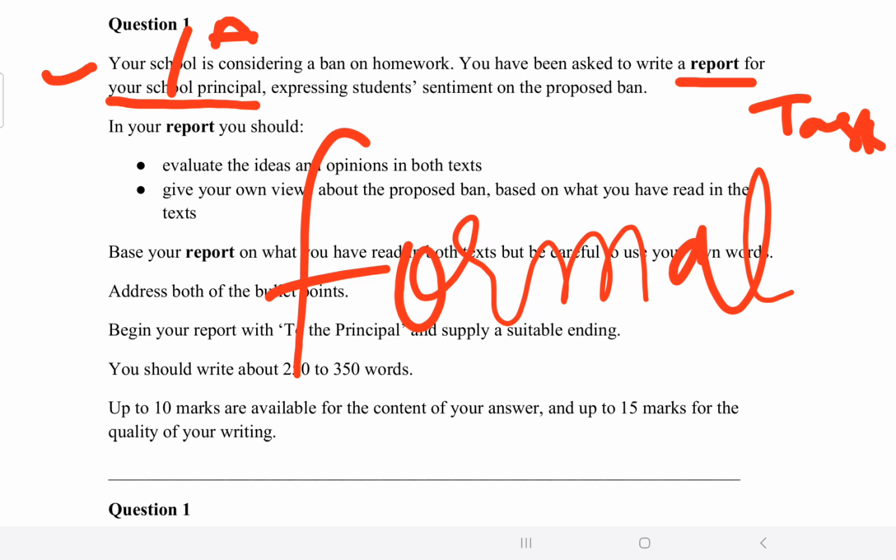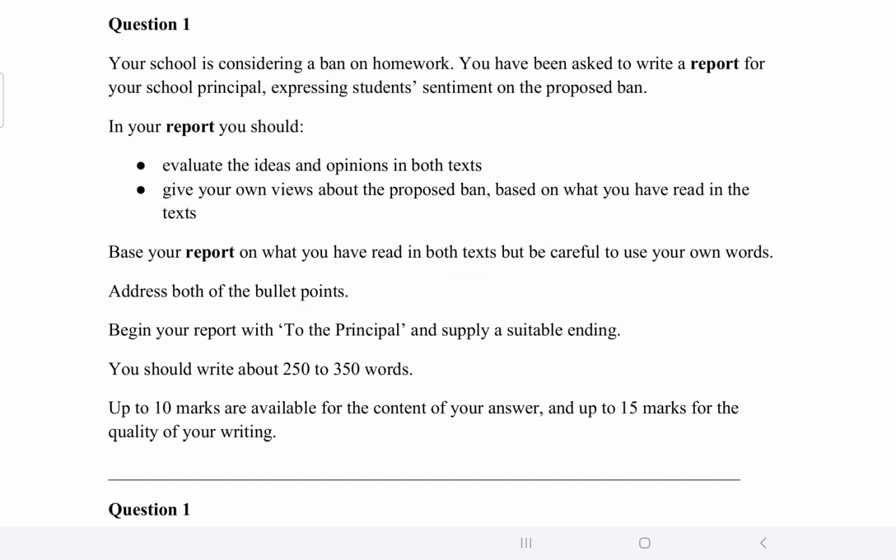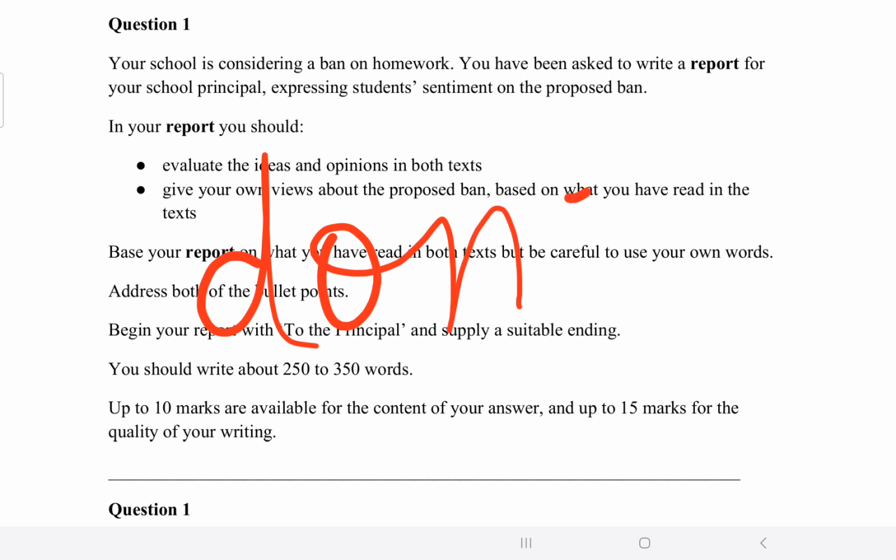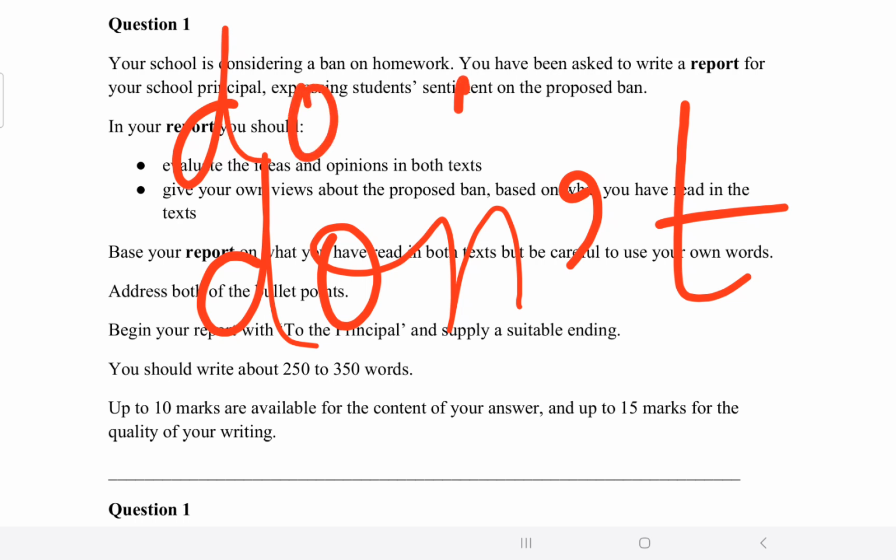Report is always a highly formal task. So you have to set your tone and your register according to the audience of your report, that is your principal. And report is a formal task. When the task is formal, you cannot use any kind of slang, you cannot use contractions. Contraction means a word like don't; you cannot use don't in your report writing or formal letter or formal email. You should use do not.